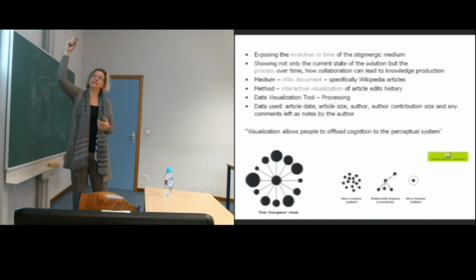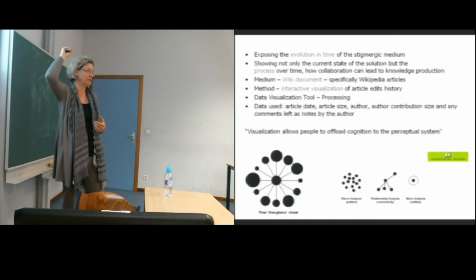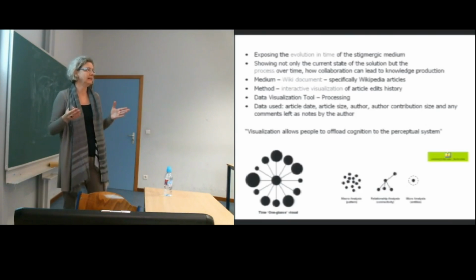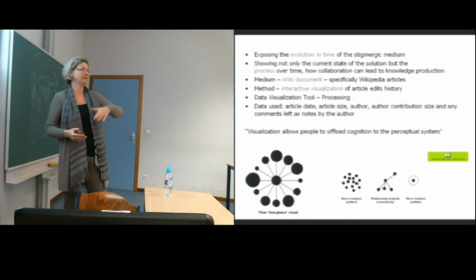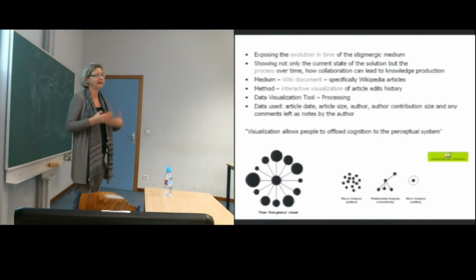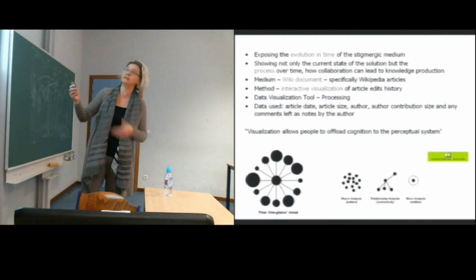The decision was mostly to show the evolution in time of the Stigmergic medium. It uses a wiki, specifically Wikipedia, but it works with all wikis. And the idea is to move it from something that is just the current state of the solution, which means the page of the Wikipedia, to show in a fashion which is accessible as much as possible the history of the edits, which is actually the evolution in time of the Stigmergic mechanism.